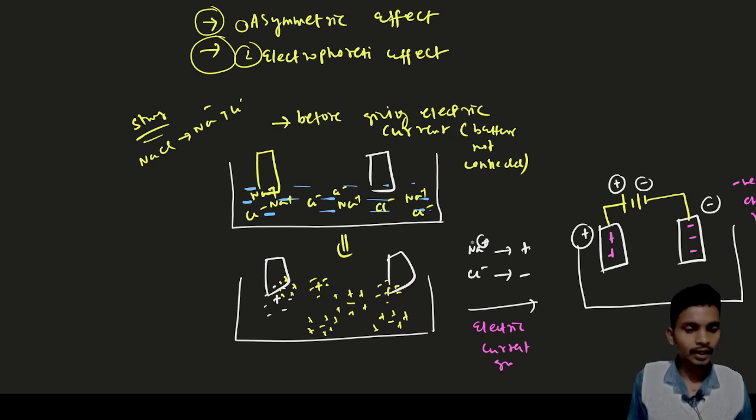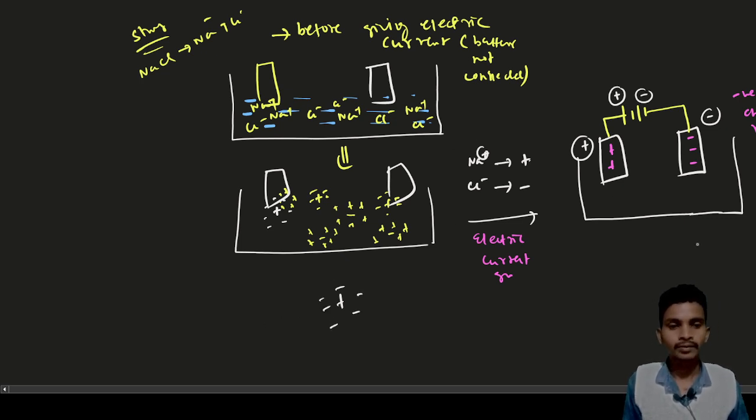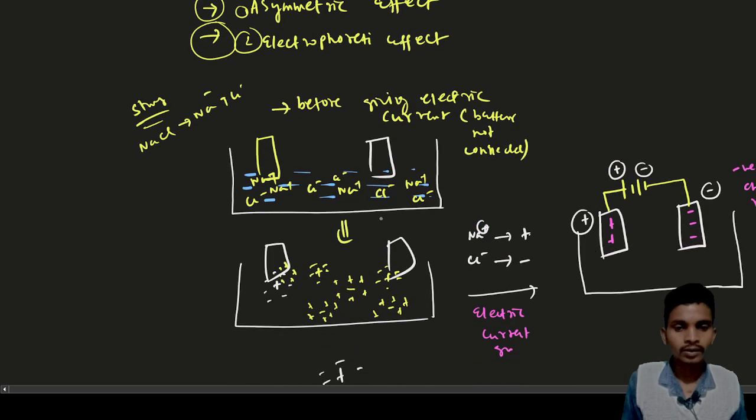So now the ions are there. Previously, if one positive charge was there, it was surrounded symmetrically by negative charges. First, let's discuss the asymmetric effect.